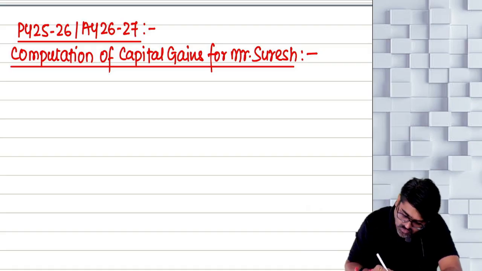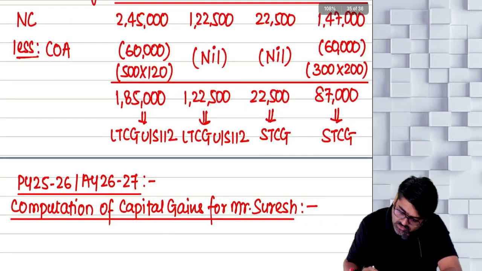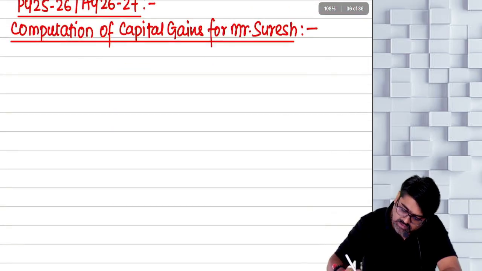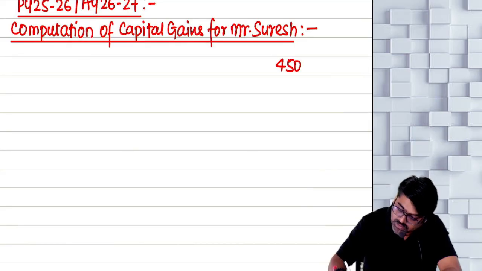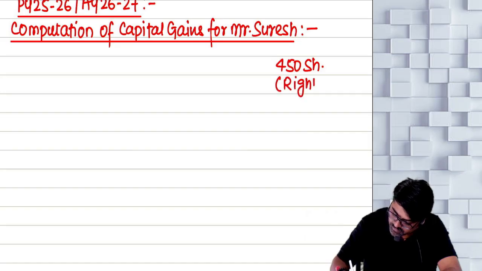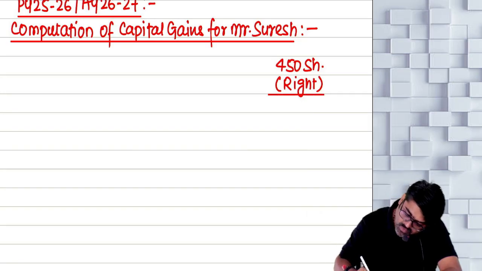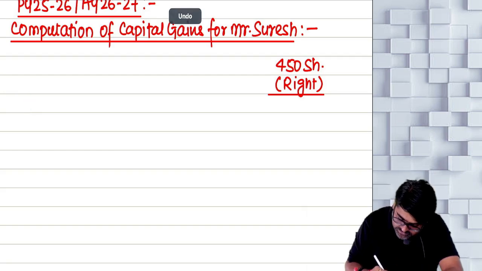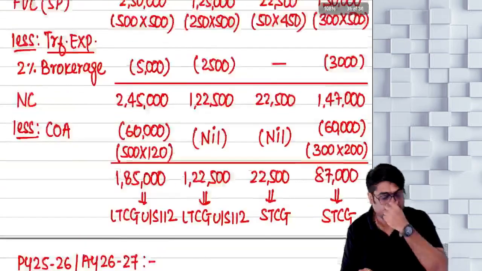Understanding? So what will be the capital asset? Come on, tell me. Capital asset in the hands of Suresh will be 450 shares, which are right shares, which Suresh has acquired. Yes or no? What will be the date of acquisition of the shares? When Suresh has acquired, tell me.